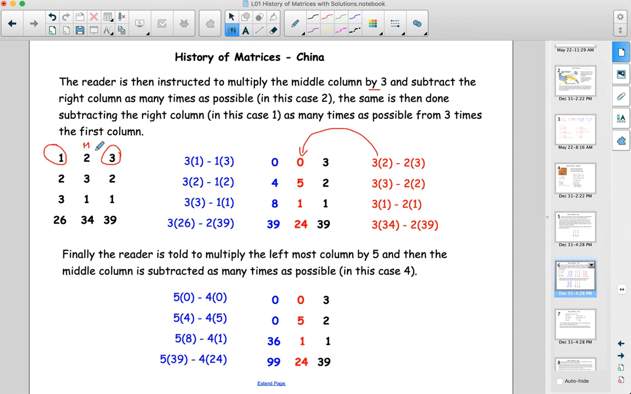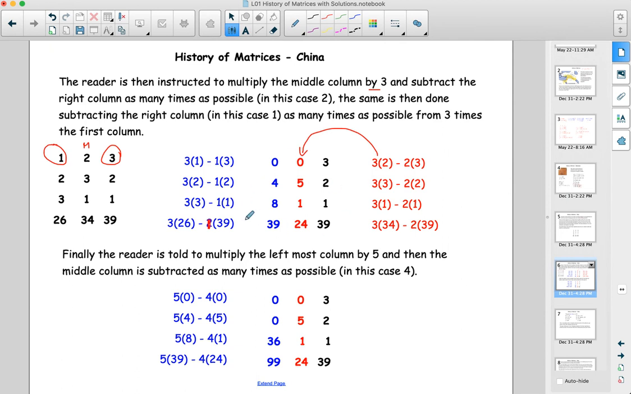2 times 3, 3 times 2. So in this case, I'm just going to think of multiplying this column by 3 to get your 0. So 3 times 1 minus 1 times 3. 3 times 2 minus 1 times 2. 3 times 3 minus 1 times 1. 3 times 26 minus, that should say 1, I'm not sure why that says a 2, minus 1 times 39, and that will give you the numbers we're seeing here.